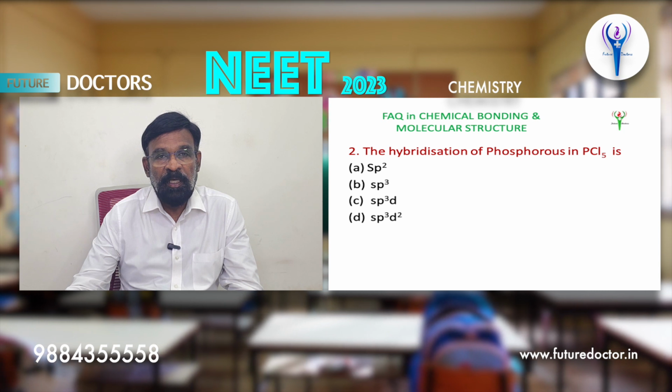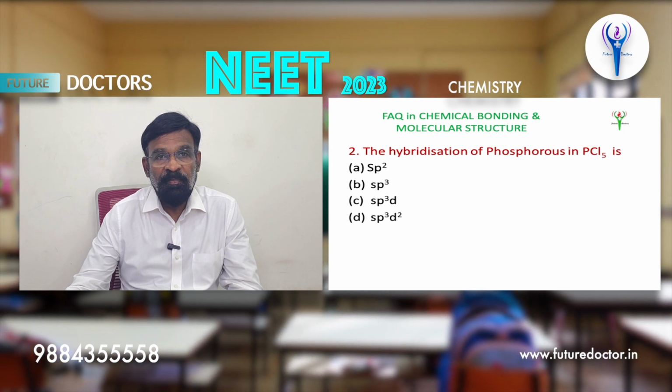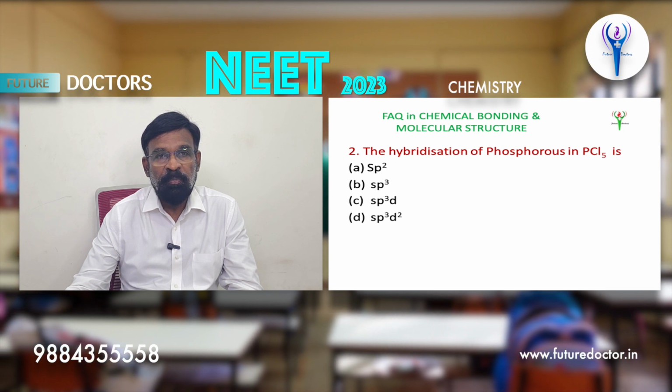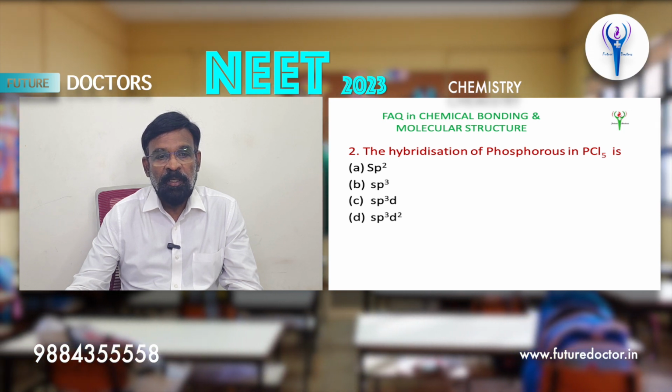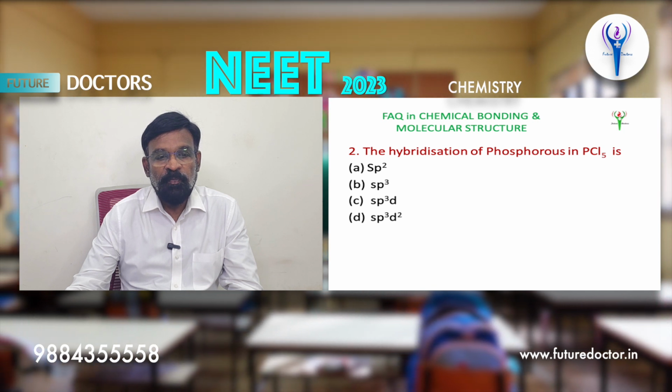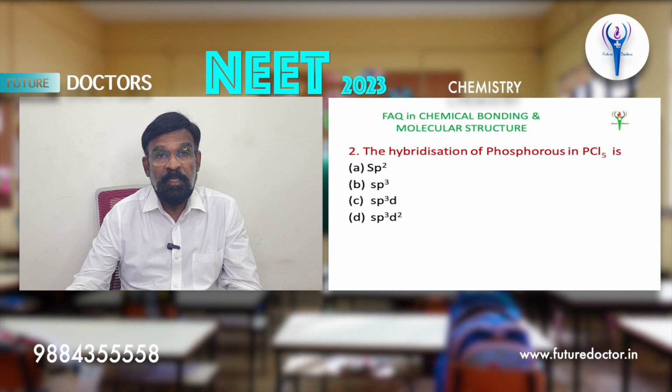Moving to the second question. Hybridization of phosphorus in PCl5 is option A, sp2, option B, sp3, option C, sp3d, option D, sp3d2.